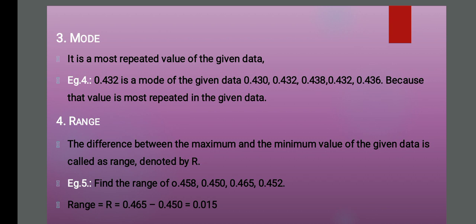So range is nothing but the difference between the maximum and the minimum value in the given data. The difference between the maximum and the minimum value in the given data is called range.